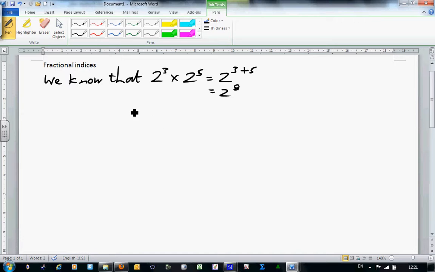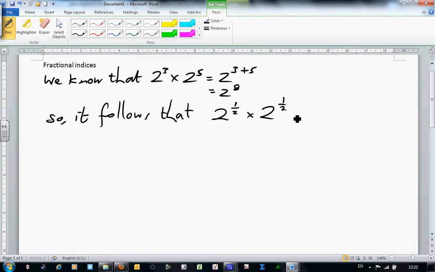So it follows that 2 to the power of a half times 2 to the power of a half would equal 2 to the power of a half add a half, which is 2 to the power of 1, which is 2. Okay, now we're going to use that idea in the following example.